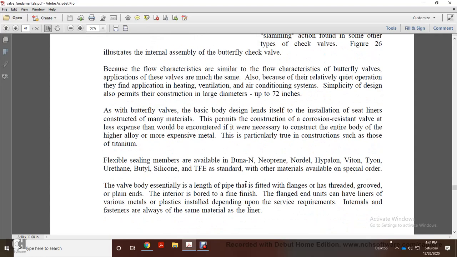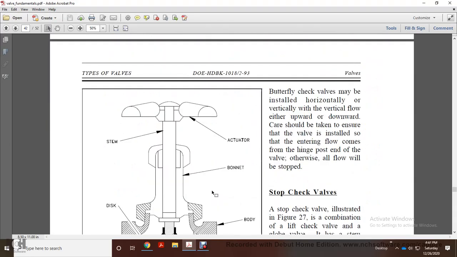The valve body is essentially a length of pipe with fine threaded grooves on the plain ends and the interior barrel machined to a fine finish. Flange ends can have liners of various metals or plastic installed depending on the surface requirements. Internals and fasteners are always of the same material as the liner. Butterfly check valves may be installed horizontally or vertically, with vertical flow upward or downward. Care should be taken to ensure that the valve is installed so that the entire flow comes from the hinge post end of the valve, otherwise all flow will be stopped.